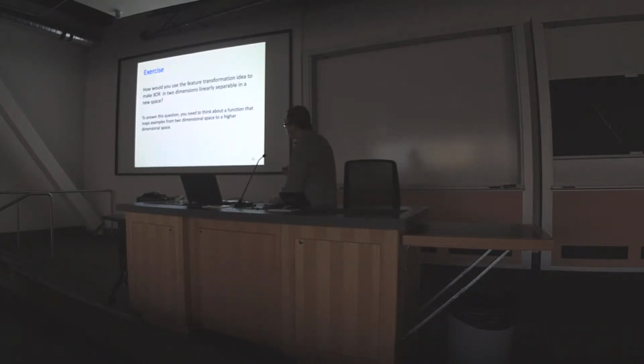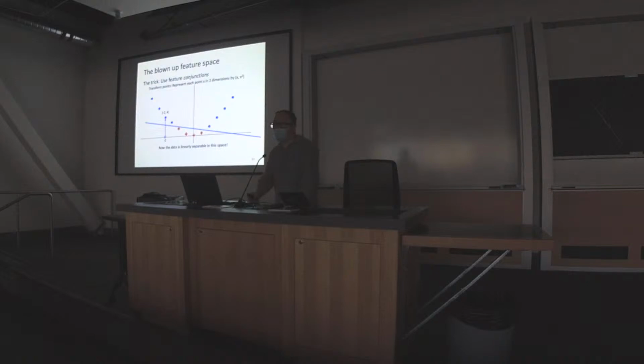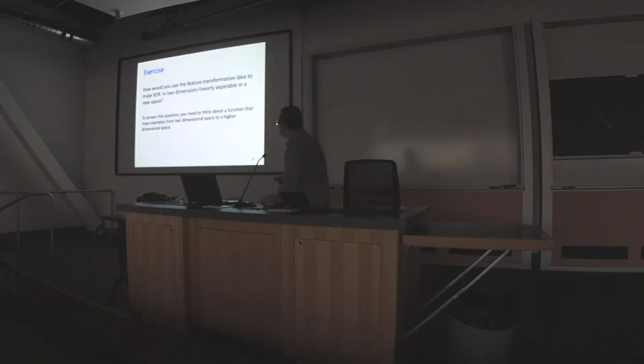Here is the thing, right? To answer this question, you need to think about a function that maps examples from 2-dimensional space to a higher dimensional space. So through what kind of new feature can you separate those positive examples and negative examples? You might think of using x squared. It might not work, but it might be x minus x squared or whatever, x cubed. Okay, any questions so far? We're gonna revisit this idea again, because it's a fundamental trick.